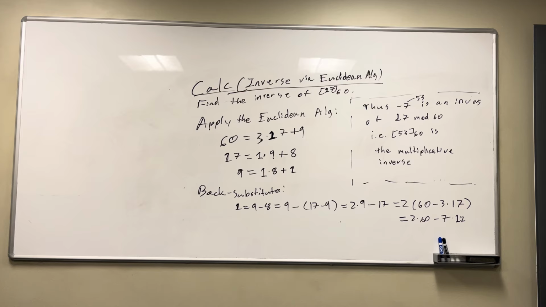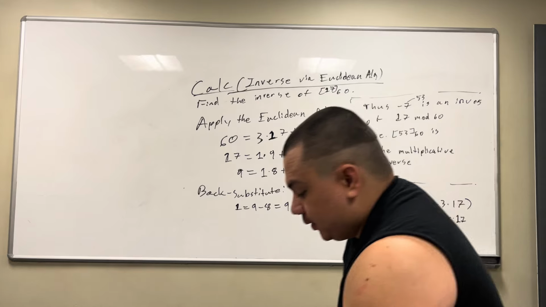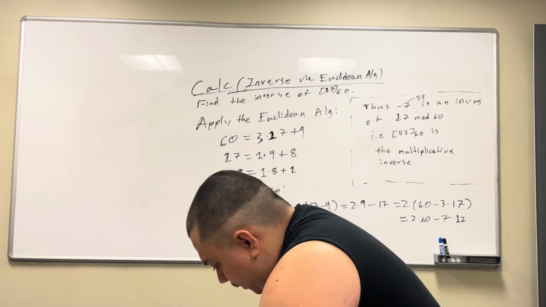Still trying to think if I did that right. Oh well, you can go back and check. But the basic structure still stands, that you can find the multiplicative inverse via the Euclidean algorithm. Alrighty then.